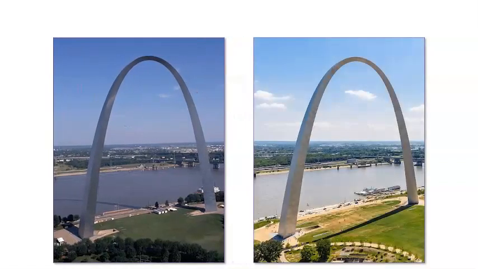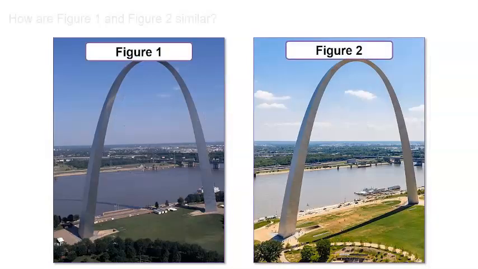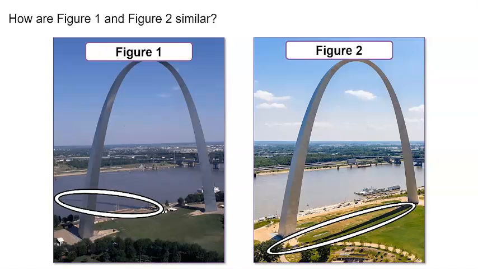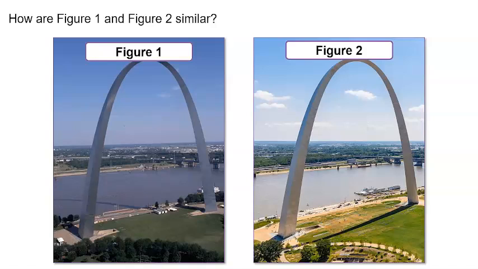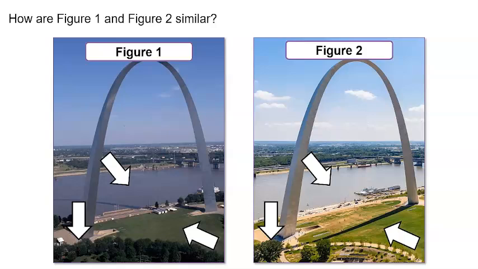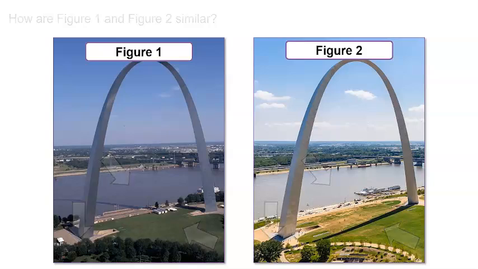Now look at this new photograph. Look closely at the two photographs. Let's call this photograph figure 1 and this photograph figure 2. How are figure 1 and figure 2 similar? Well, both photographs show the Gateway Arch and its shadow. And hey, in both pictures, I can see the same lawn, trees, and river in the background. So the camera is facing the same direction in both photographs.